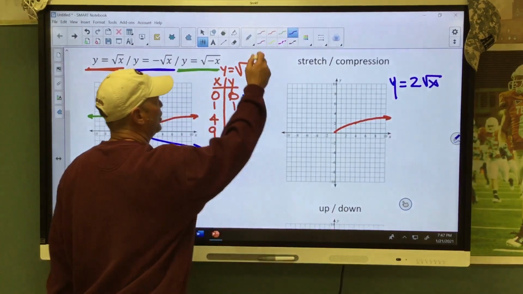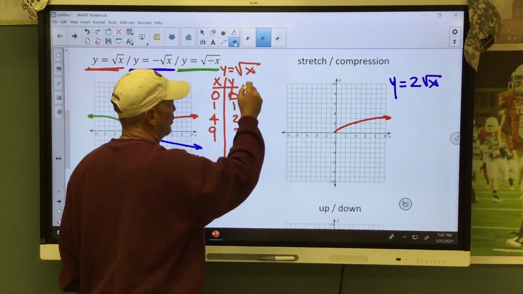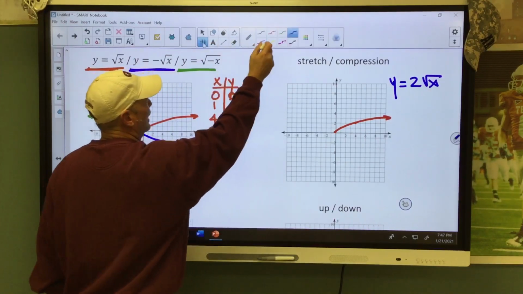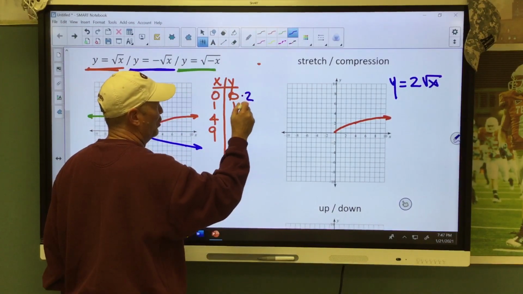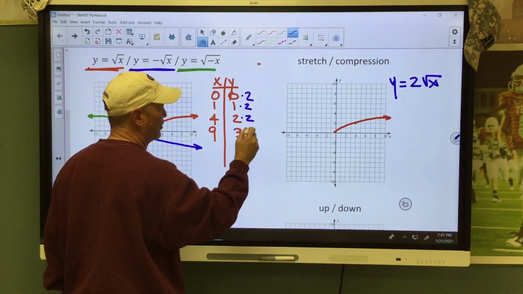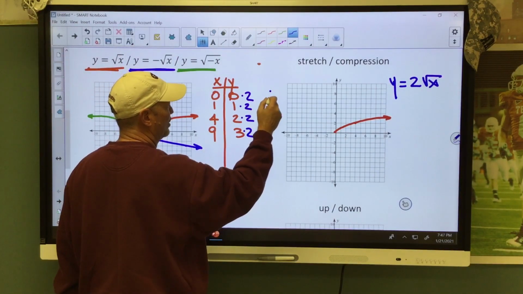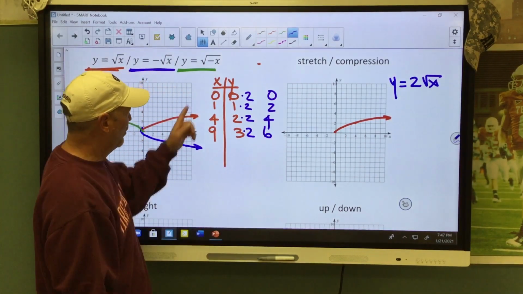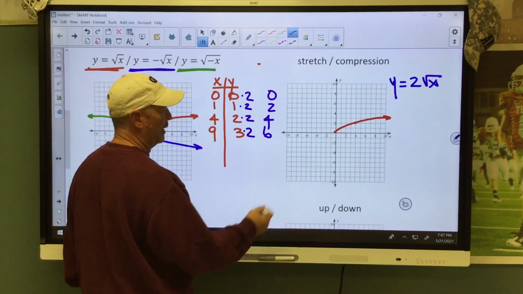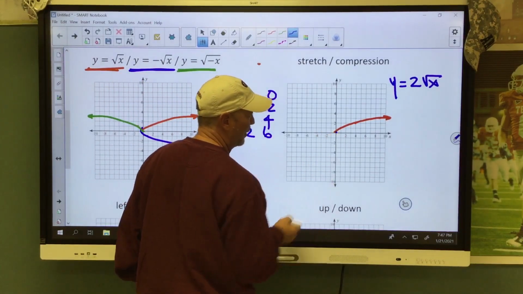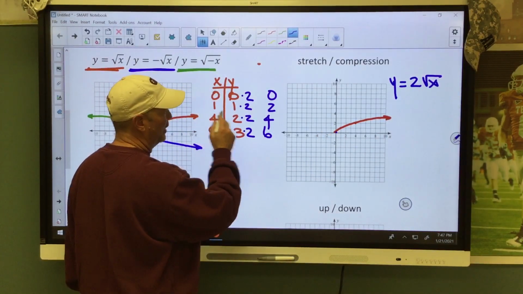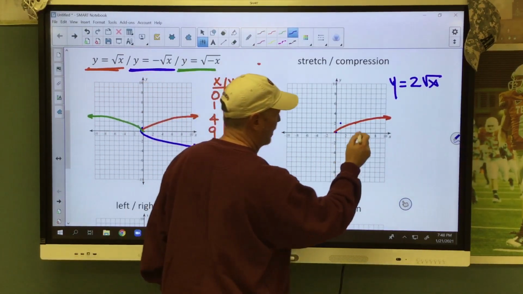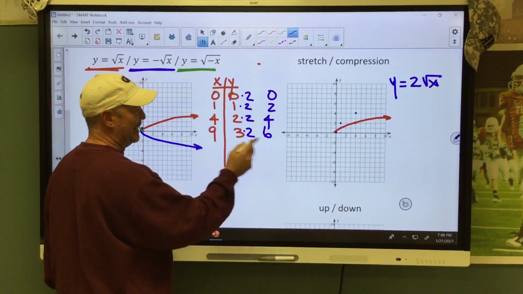Okay? What we could do to help you if you wanted to, we could drop in. Let me clear some of this out. We could drop in and we could multiply times 2, times 2, times 2, times 2. And this would be at 0, 2, 4, 6. So when we plot these points, we're going to be at 0, 0. We're going to be at 1, 2. We're going to be at 4, 4. And we're going to be at 9, 6.